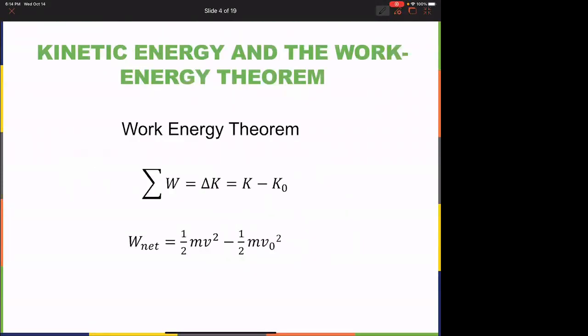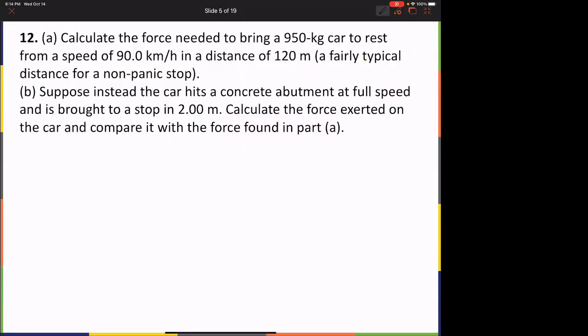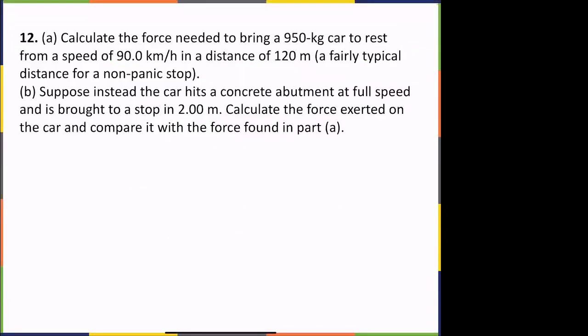All right, so this is the work energy theorem written out. We already went over that. So let's do some more problems. This is number 12 out of the book. It says calculate the force needed to bring a 950 kilogram car to rest from a speed of 90 kilometers per hour and a distance of 120 meters.